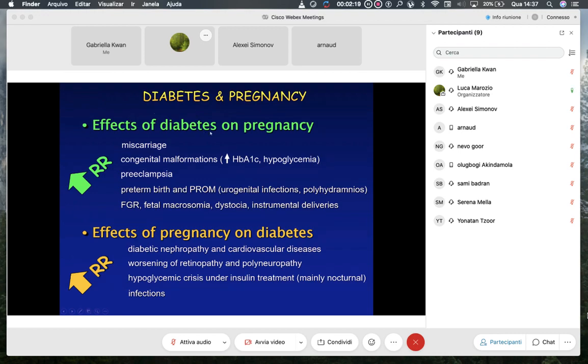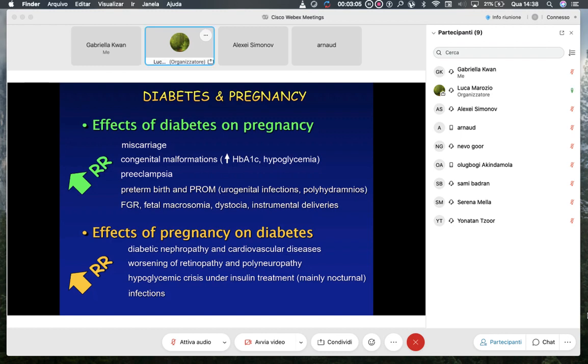Well, there are effects of diabetes on pregnancy, and there are effects of pregnancy on diabetes. Diabetes increases the risk of miscarriage, congenital malformation. These are particularly related to glycated hemoglobin and hypoglycemic crisis. It increases the risk of preeclampsia, preterm birth, preterm rupture of the membranes, usually due to urogenital infection, and increased quantity of amniotic fluid, which is called polyhydramnios.